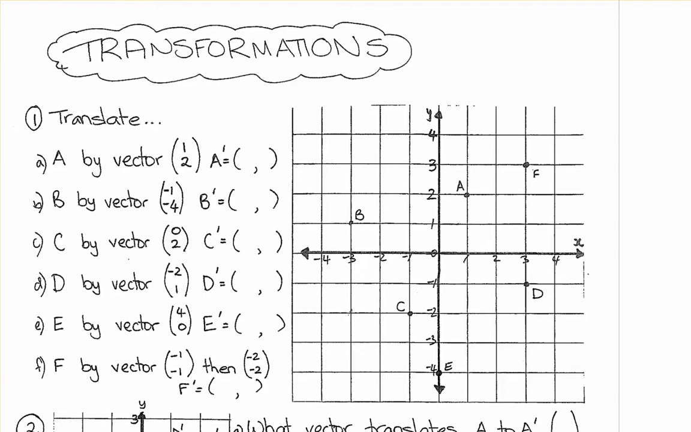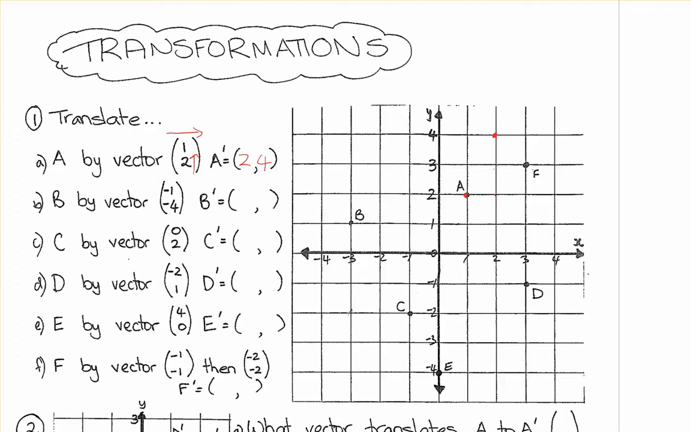Right, so here's our transformation extension sheet. We're performing the transformations on a grid. So if we start with 1A, we're going to translate A, that's the point there, by vector (1, 2) to give us A dashed. So that's 1 across, to the right, and 2 up. If we take point A, going across 1, up 2, it would have the coordinates (2, 4).